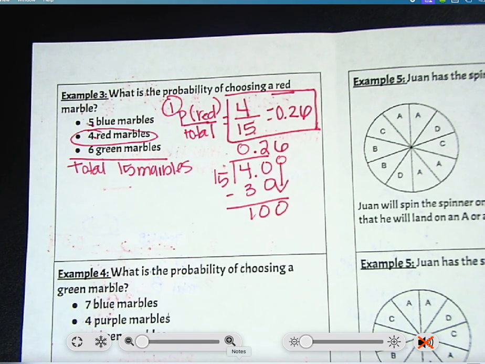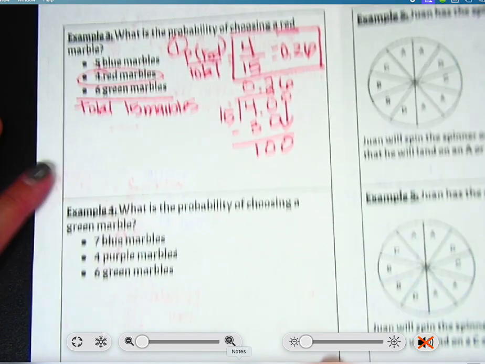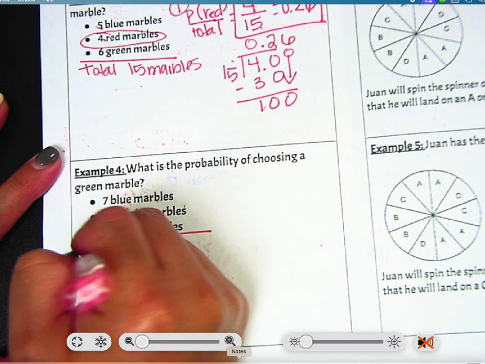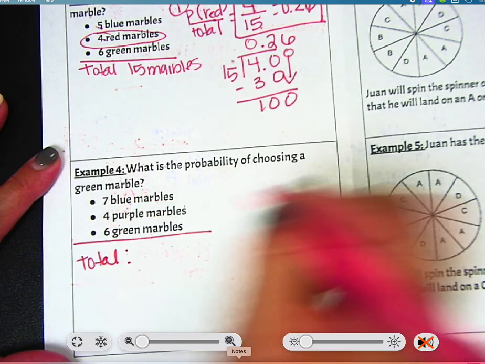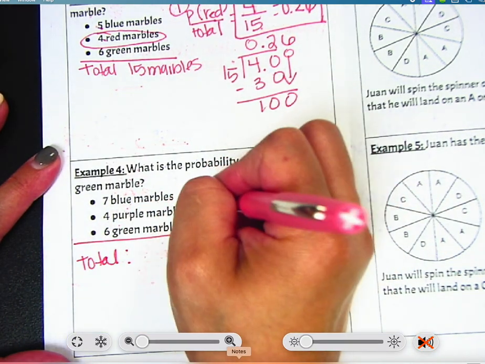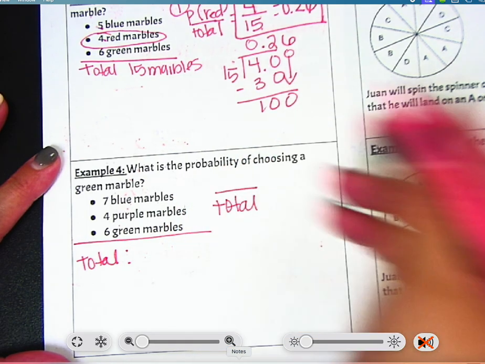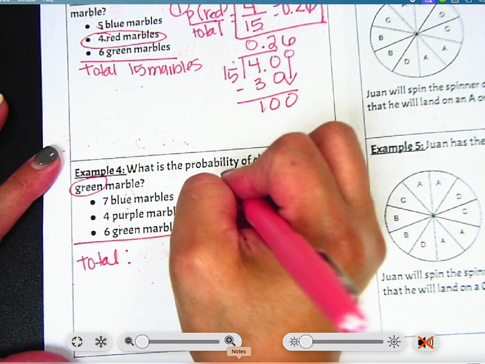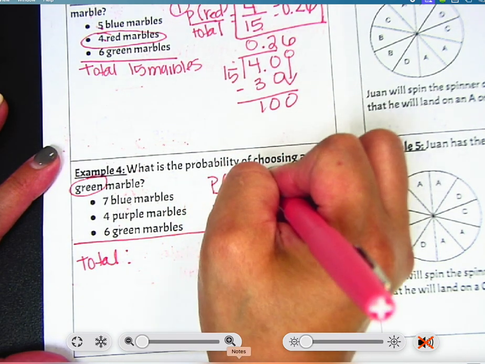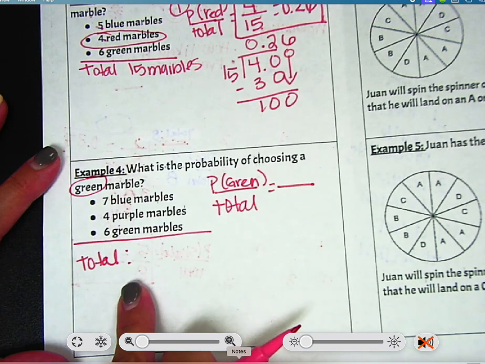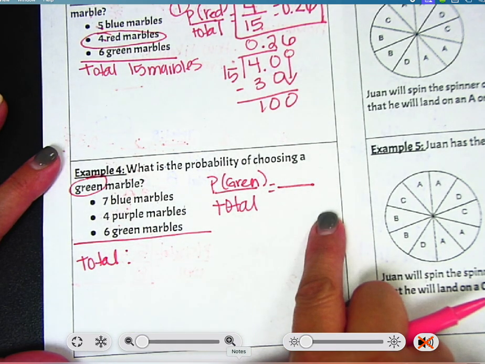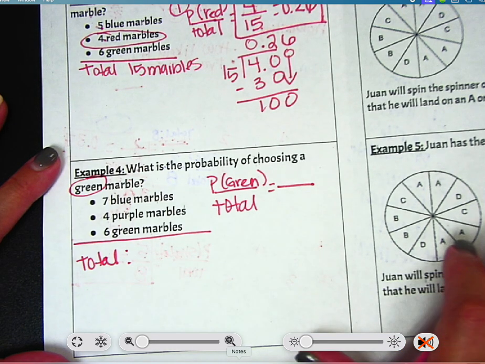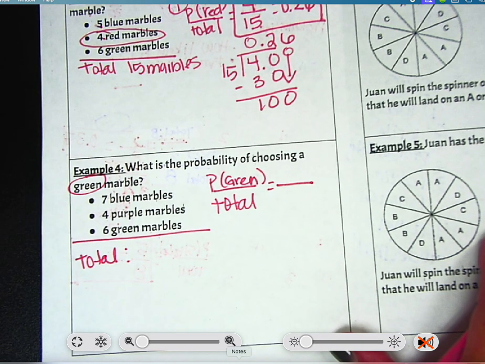All right, let's go ahead and try example 4. Go ahead and find your total. Okay, we're going to set up our fraction. This time they're asking about green marbles, so the probability of getting green. Okay, so find your total. Go ahead and set up your fraction and convert that to a decimal. Okay, let's go ahead and go to example 5.